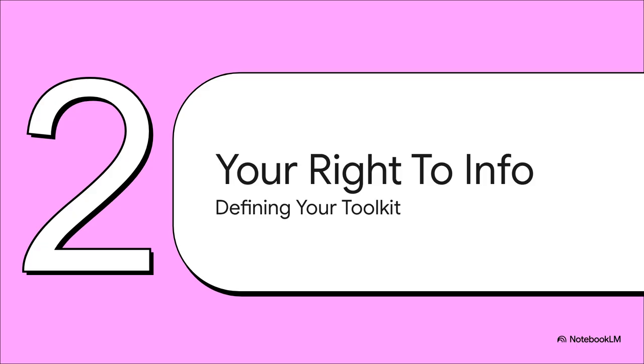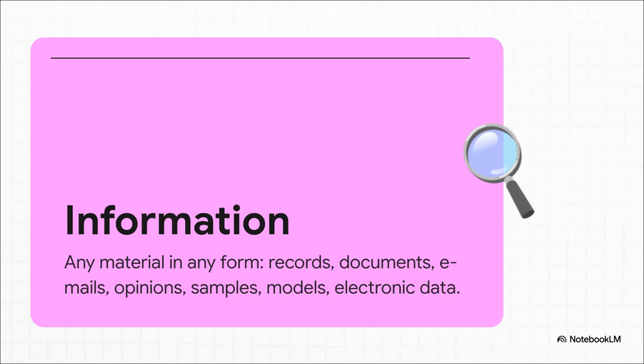Okay, so to use this superpower, you've got to know what's in your toolkit, right? Let's get crystal clear on the key terms that are defined right in the Act itself. Just look at how incredibly broad this definition of information is. We're not just talking about some dusty old file in a cabinet. It's pretty much anything the government holds, from emails and official opinions to actual physical samples or data that's just sitting on a computer. This massive scope is exactly what makes the Act so powerful.